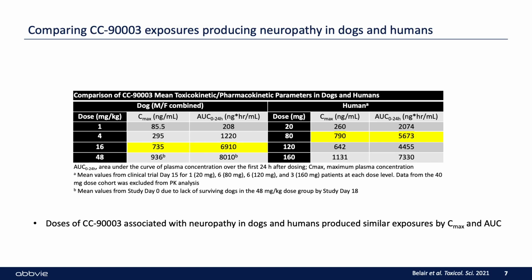Further putting the non-clinical data into context, we compared the CC 90003 exposures that produced neuropathy in dogs and humans. We used 2 pharmacokinetic parameters, the maximum plasma concentration, or Cmax, as well as the area under the curve, or AUC, of exposure during the first 24 hours post-dose at these time points. And what we saw is that the exposures producing neuropathy in the dogs overlaps significantly with exposures producing neuropathy in the clinical trial by both Cmax and AUC, suggesting that 90003 elicited neuropathy at similar exposures in humans and dogs.